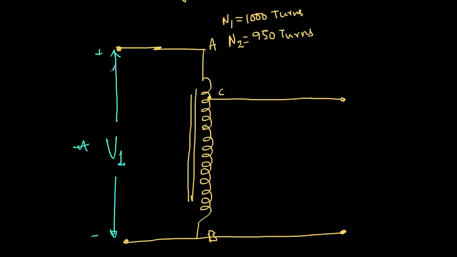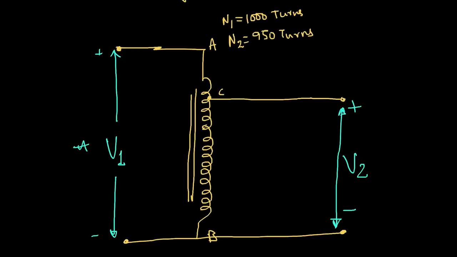So this applied voltage will be distributed evenly across all the turns, and therefore if I'm only taking 950 turns as secondary, this will be slightly less. So basically it will be 95% of the applied voltage here. So V2, if you don't consider the drop and all the other practical aspects, if you consider it as an ideal auto transformer, V2 will be 0.95 or 95% of V1 because slightly less number of turns is there, 1000 versus 950 turns.